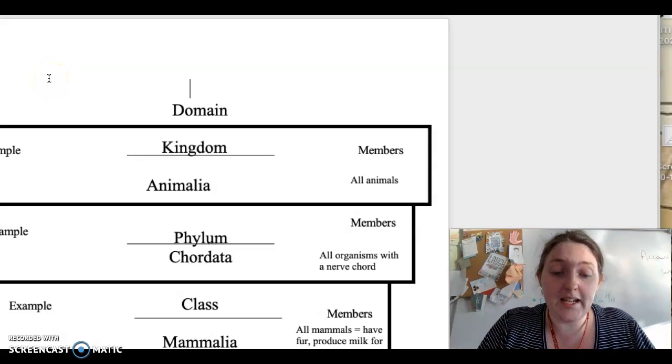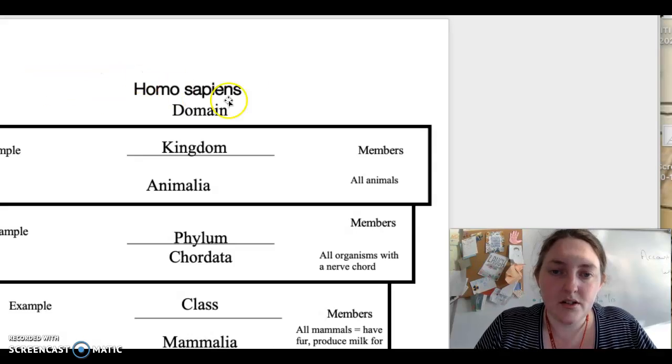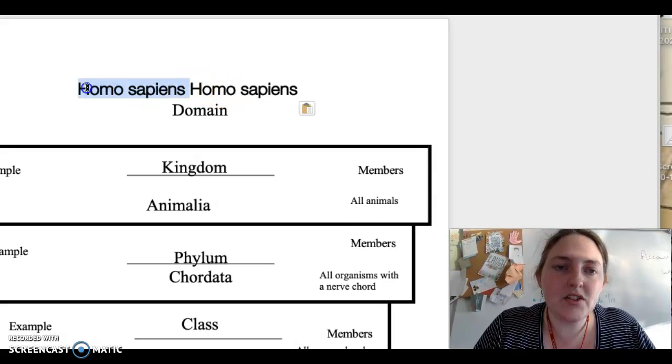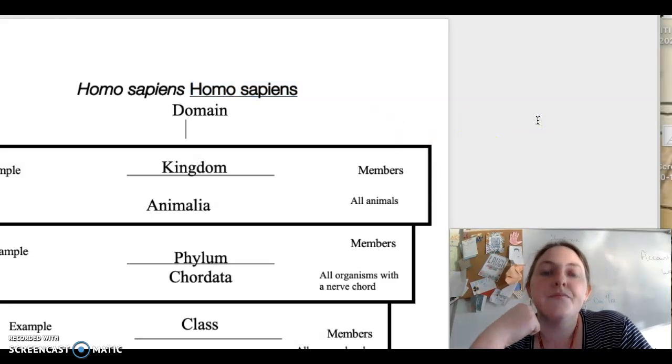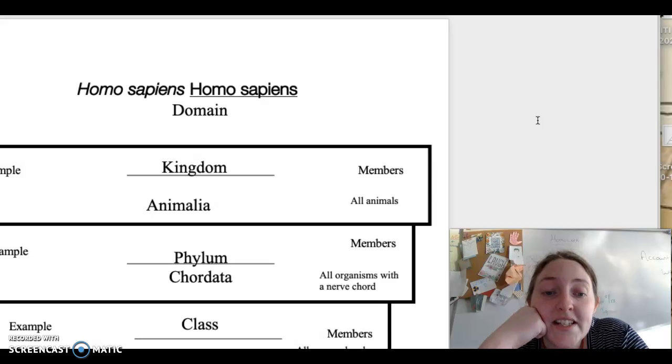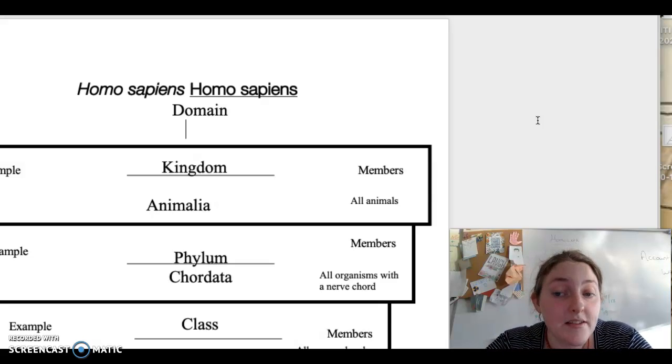We write a scientific name in two ways. So I'm going to write out ours. And I'm going to copy this. So we can write it two ways. Notice the genus is always capitalized. And the species is lowercase. We always do it that way. Genus must be capitalized. Species is lowercase.